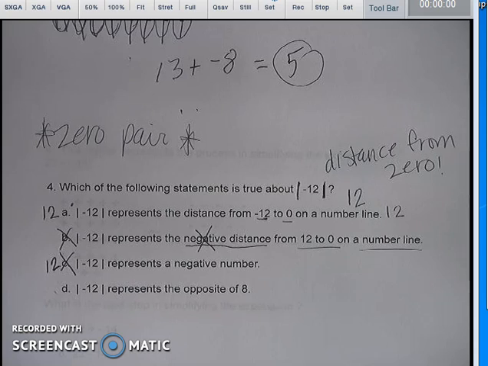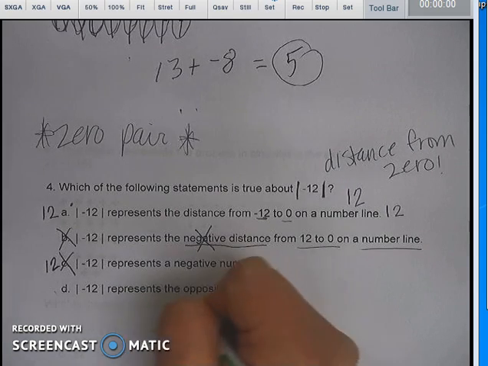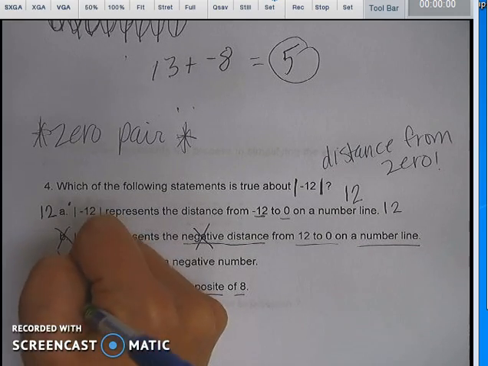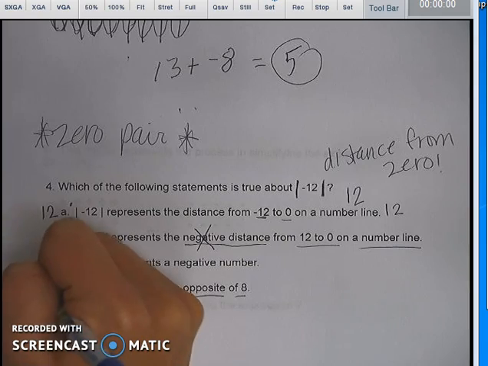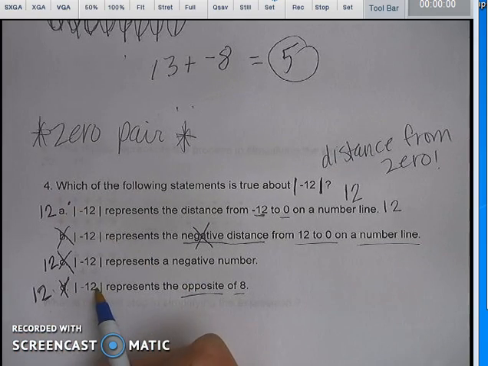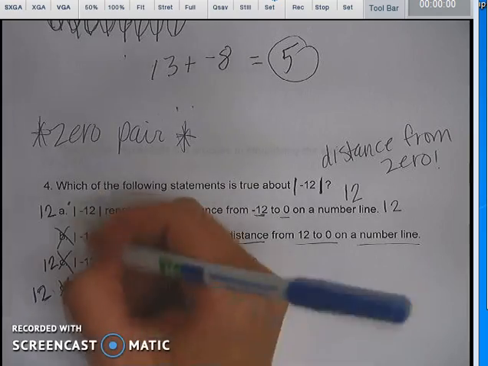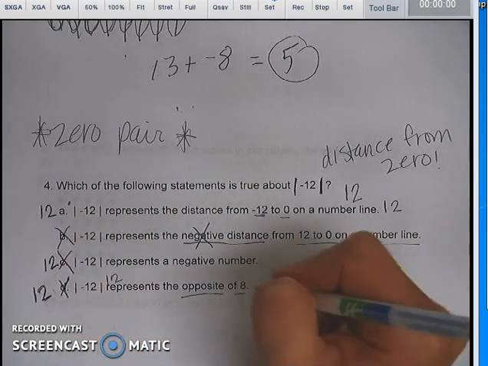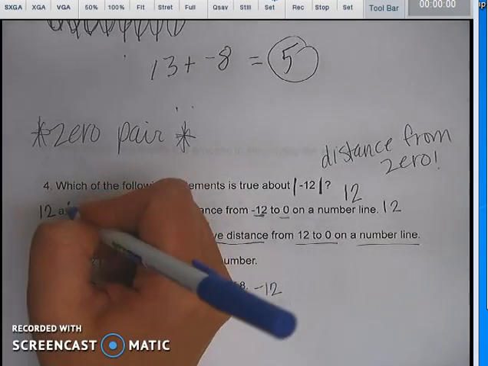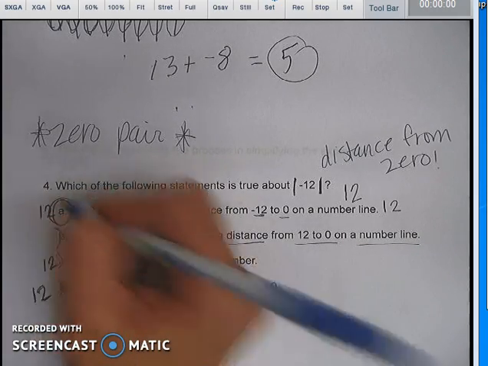No. The absolute value of negative 12 represents the opposite of negative 8. No. Now, is this the opposite of this? No. Because the absolute value of this is 12. The opposite of that would be negative 12. So the only answer choice that works to satisfy this one is A.